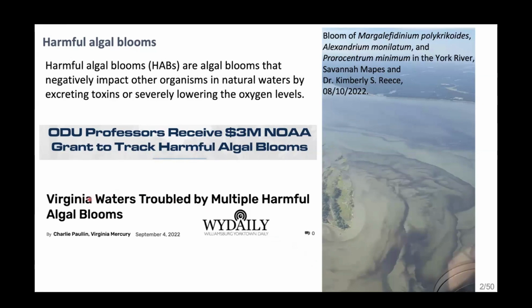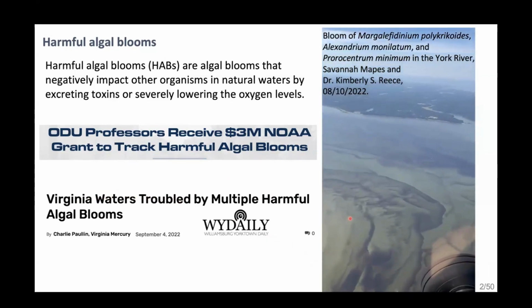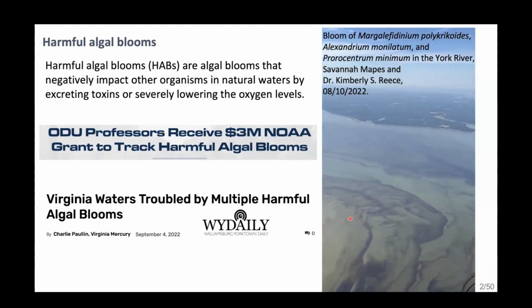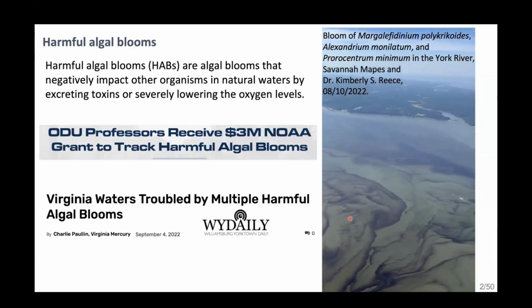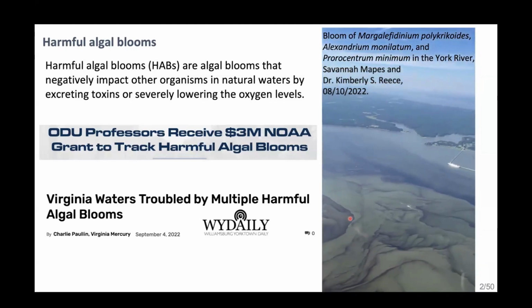Here is another example of why studying harmful algal blooms here is important. Another title: Virginia waters troubled by multiple harmful algal blooms. This was published in the Williamsburg Yorktown Daily, a local newspaper near Williamsburg and Yorktown, and they talk about a bloom that occurred especially in the York River. Here I have a beautiful video that my colleague Savannah Mapes made of the harmful algal blooms in the Chesapeake Bay, in the York River, in September 2022. You can see these complex patterns there. They correspond to the HAB.